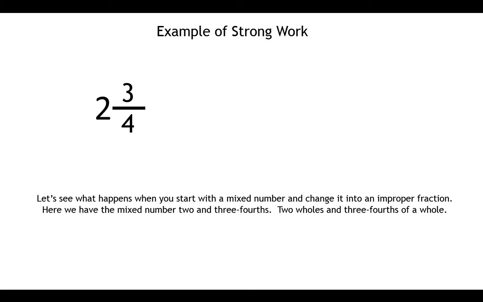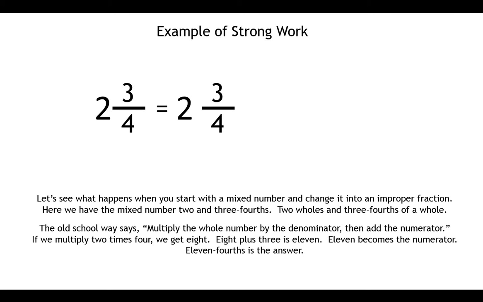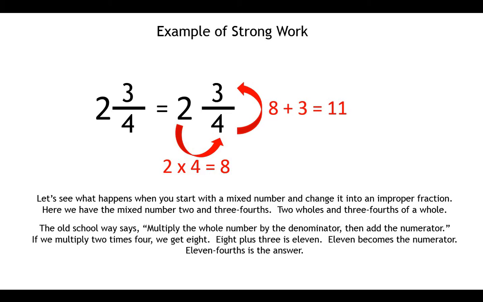Let's see what happens when you start with a mixed number and change it into an improper fraction. Here we have the mixed number 2 3/4, 2 wholes and 3/4 of a whole. The old school way says multiply the whole number by the denominator, then add the numerator. If we multiply 2 times 4, we get 8. 8 plus 3 is 11. 11 becomes the numerator. 11/4 is the answer.